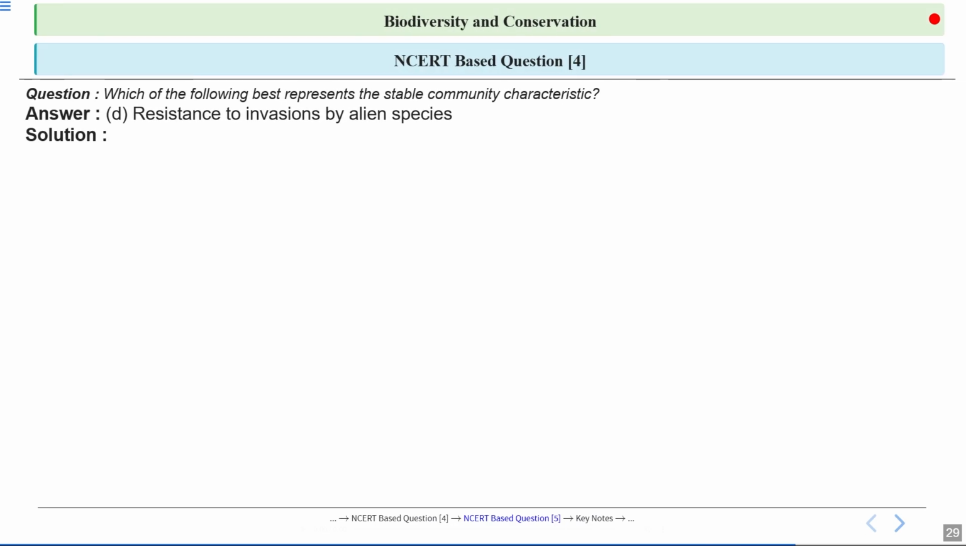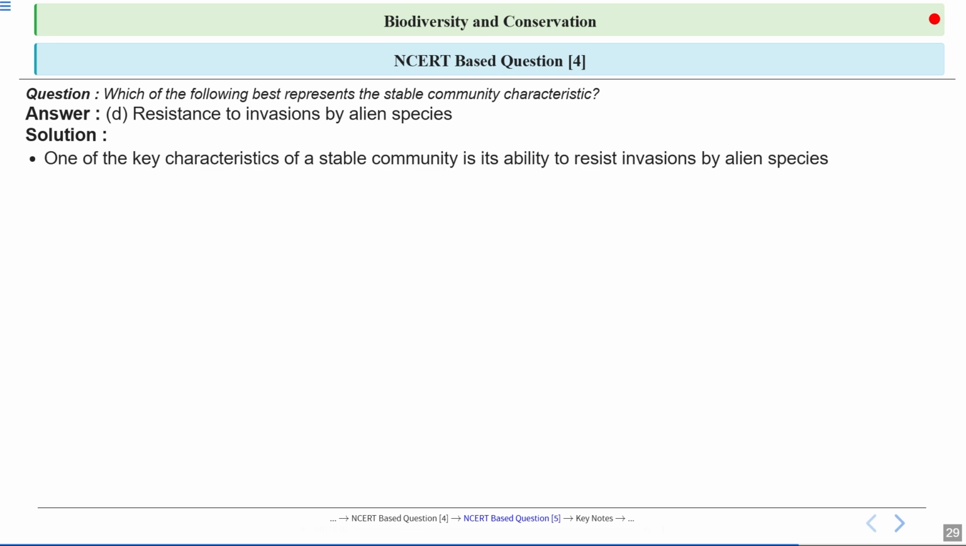Here option number D is the correct answer, resistance to invasion by alien species. Let's have a look at the explanation. Resistance to invasion by alien species is a key characteristic of a stable community. A stable community possesses a robust and well-balanced ecosystem where established species effectively limit or prevent new non-native species from gaining a foothold.